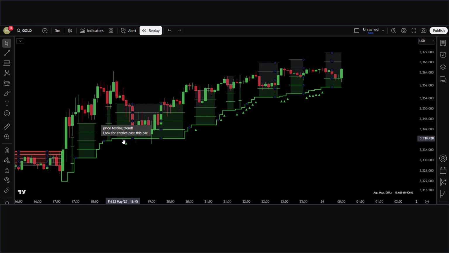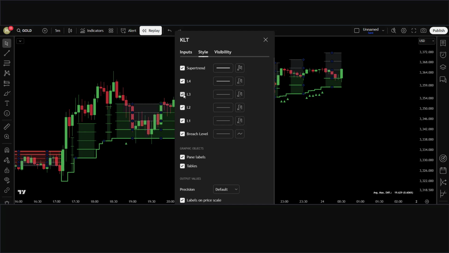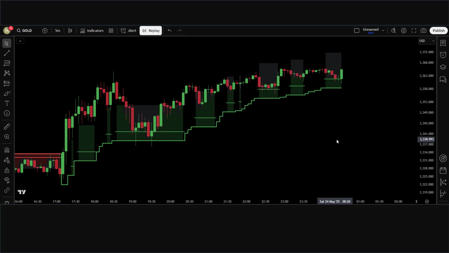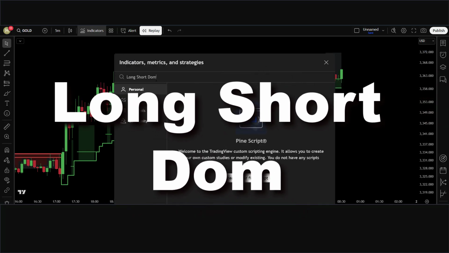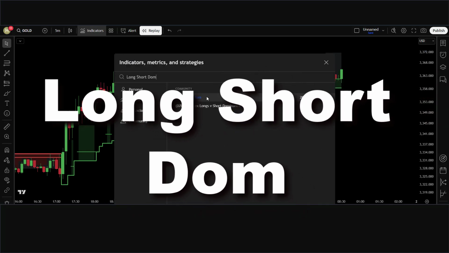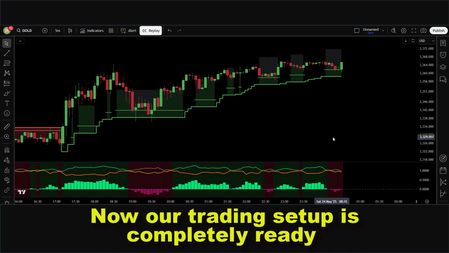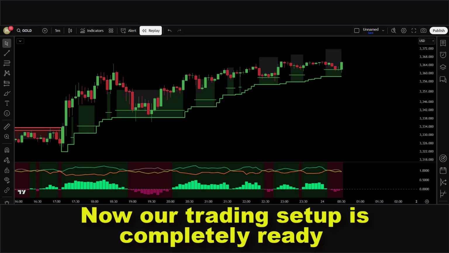Let's change the settings of the indicator. Hide some options. After that we have to apply another indicator on the chart. Second indicator name is long-short DOM. Now our trading setup is completely ready.